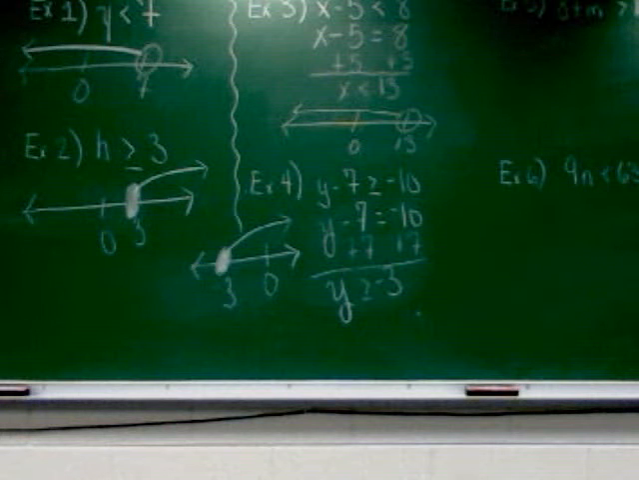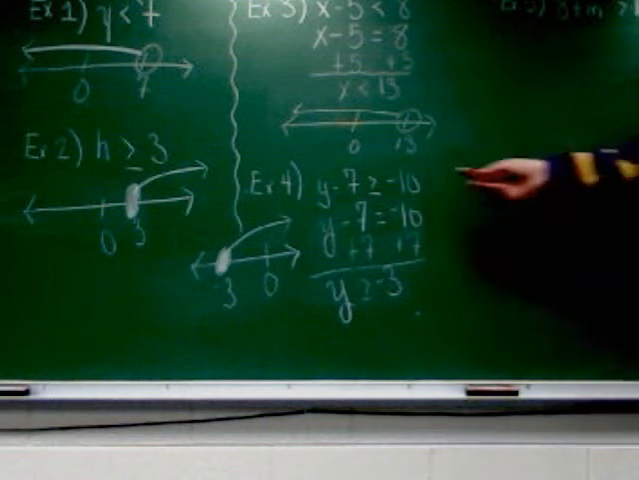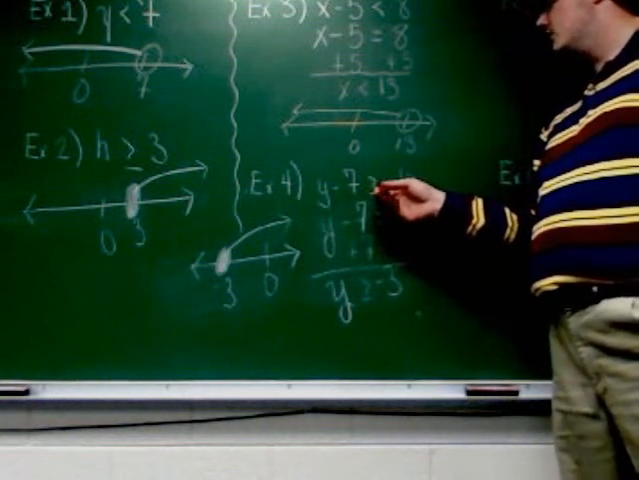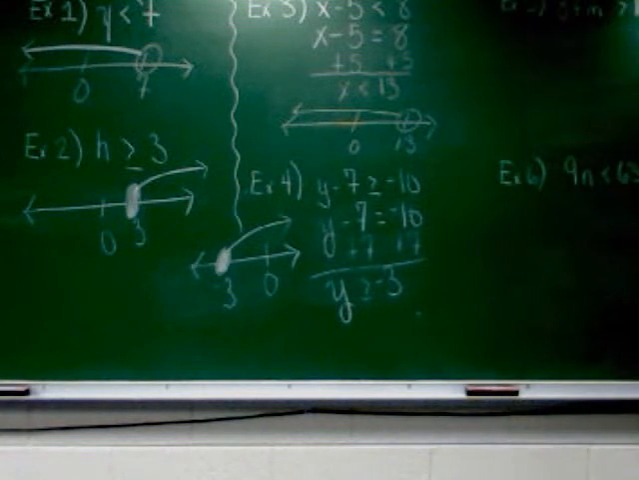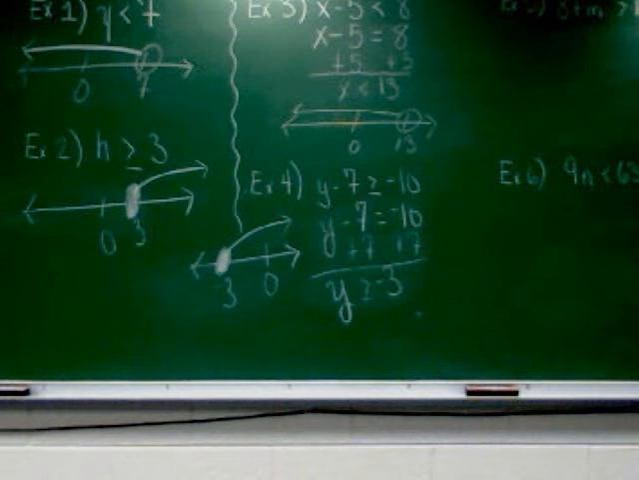But how do you figure out which way the arrow goes? Whatever it is in the problem. This points to the right, so we shade to the right. All the numbers that are greater than would be to the right. All the numbers that are less than would always be to the left.